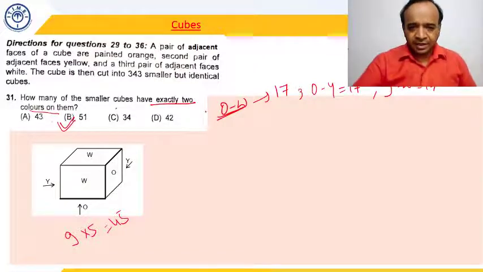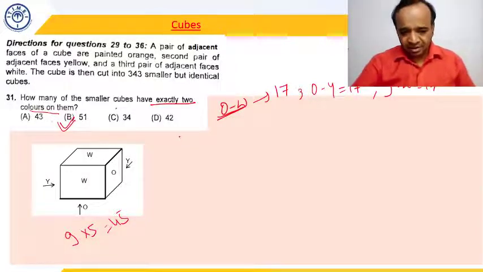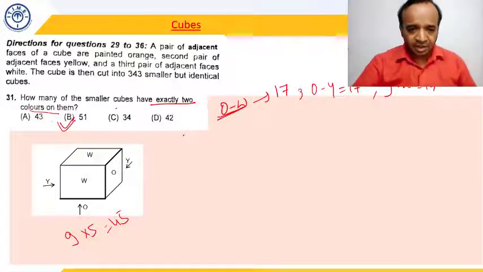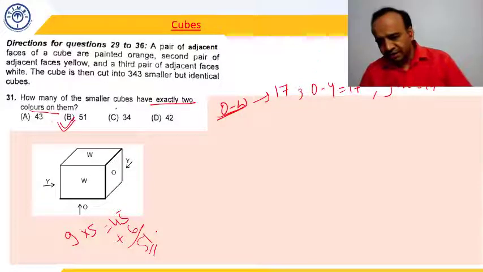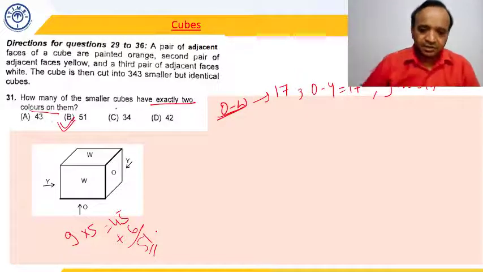45. Now in the first question of this set we had seen out of those 8 vertices only 2 had 3 different colors on them and the remaining 6 had exactly 2 colors on them, and those 2 colors based pieces will also be coming in this category, and 45 plus 6 gives us the answer. That is another way of getting the answer for this.